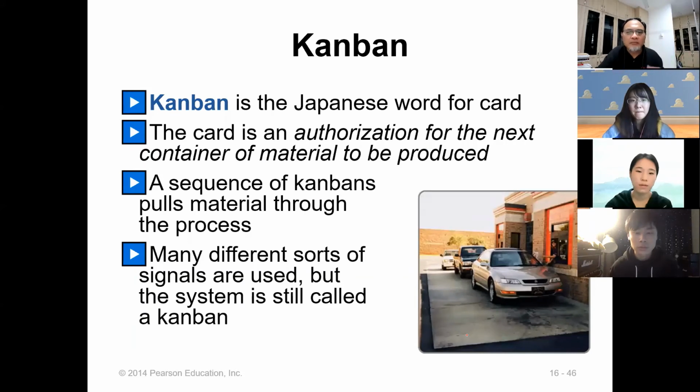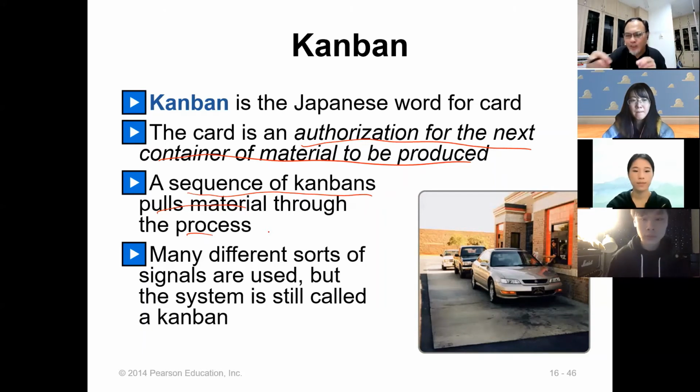So Kanban, to go into more detail on Kanban. Okay, it's a Japanese word for card, for authorization for the next container to be produced. If there is a delivery, then delivery. Okay. So a sequence of Kanban pulls material through the process. Okay. And there are many sorts of signals which can be used. So today it's no more cards. It can be lights. It can be just pushing the button. It is online, so you can use electronics.